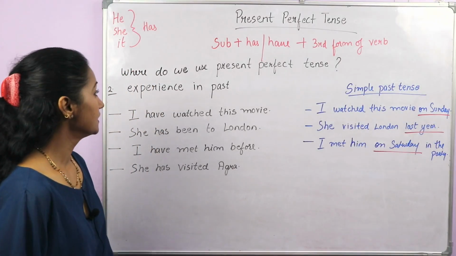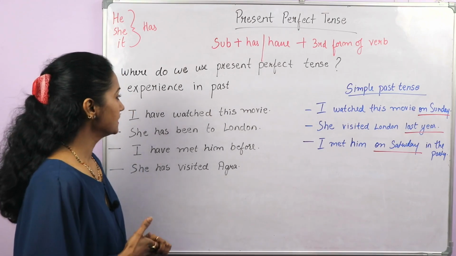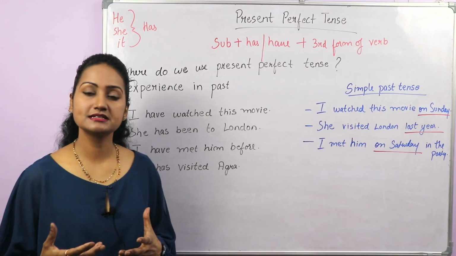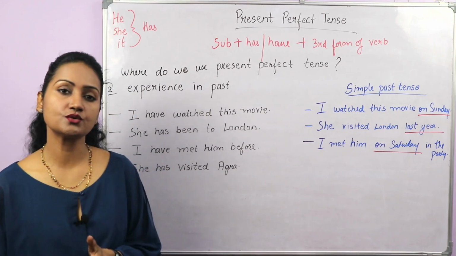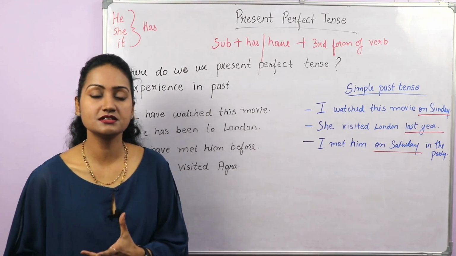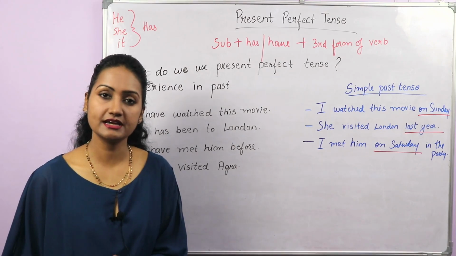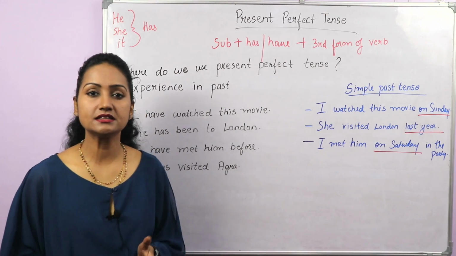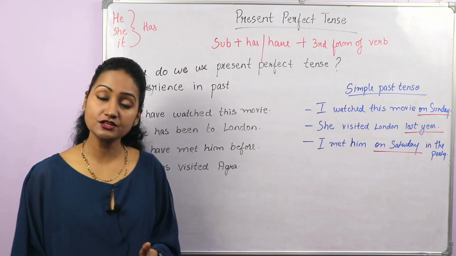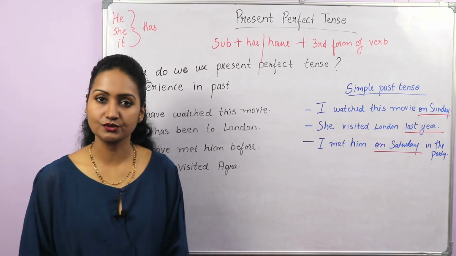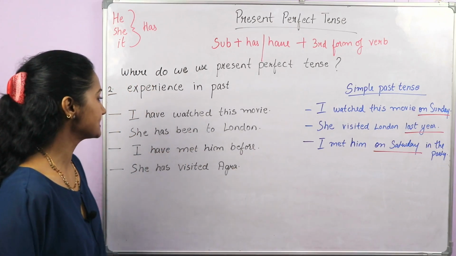Next, we use present perfect tense to talk about experience in the past, okay? So here no one wants to know when you experienced that. Everyone is interested in the action, in the experience, whether you have done it or not. When you have done that, no one wants to know, okay? So let's go through some examples.